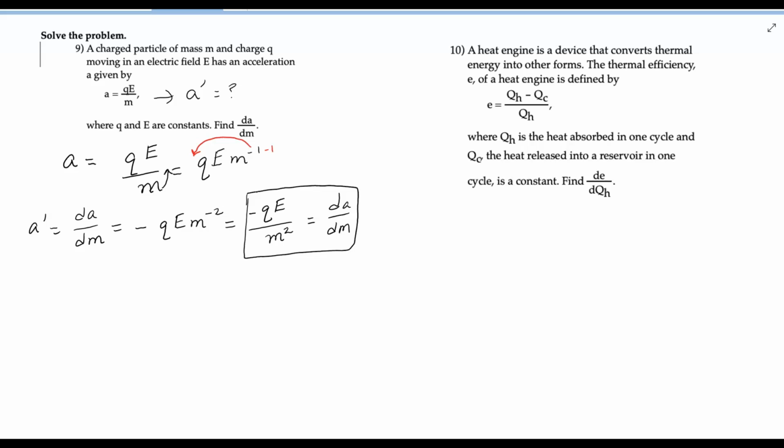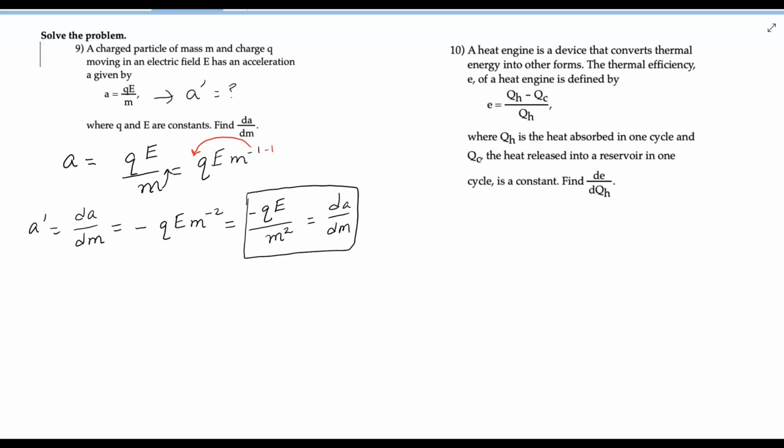All right, another one, if you caught the reference to some famous DJ guy. Anyways, a heat engine is a device that converts thermal energy into other forms. The thermal efficiency E of a heat engine is defined by E equals Q sub H minus Q sub C divided by Q sub H, where Q sub H is the heat absorbed in one cycle and Q sub C is the heat released into a reservoir in one cycle. And Q sub C is actually constant, so that's not the variable.